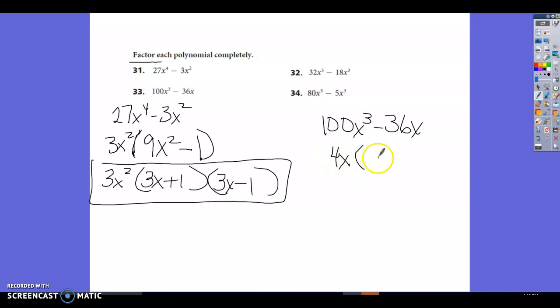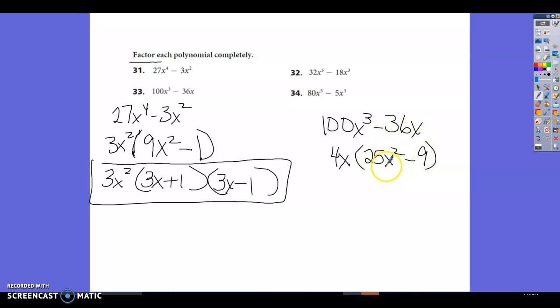And then 4 times 25. 4 quarters is $1. So 4 times 25, x squared. And then 4 times 9 is 36. So minus 9. Now, since I pulled the x out, this one no longer has an x. Okay? All right, so 4x times 25x squared, yes, that equals 100x cubed. 4x times negative 9 equals negative 36x.